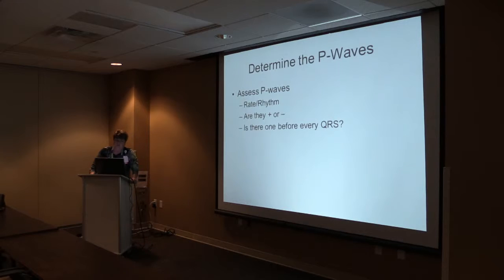Waves. Remember, the P waves are looking at atrial depolarization. Again, we want to know what that atrial activity is. We want to look at the P waves, their rate, their rhythm. Are they positive or are they negative? Positive being above the baseline, negative being inverted or below the baseline. And also, is there one P wave and then a QRS following each and every one of them?